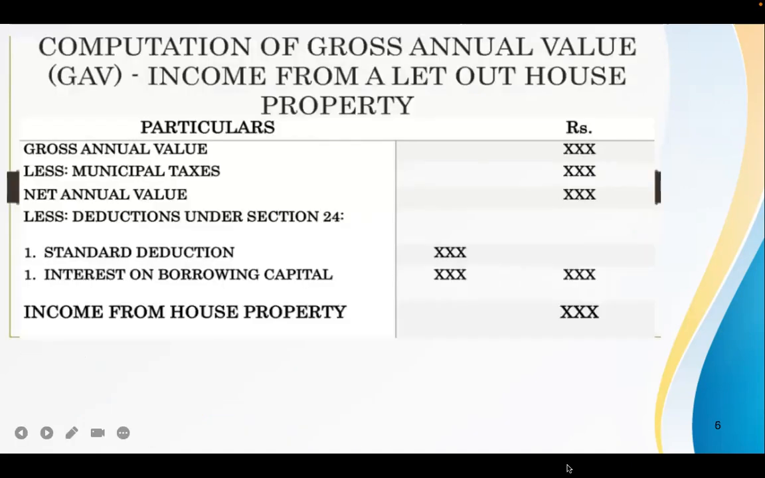So this is how we calculate the income from house property. Gross annual value less municipal taxes gives the net annual value. From that we have to deduct the standard deduction, and then deduct the interest on borrowed capital, and we get the income from house property.